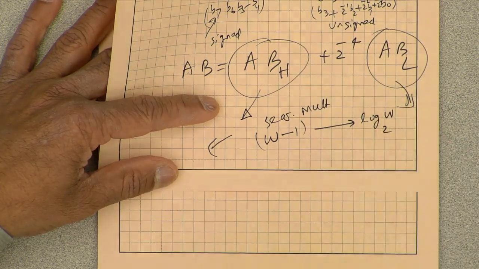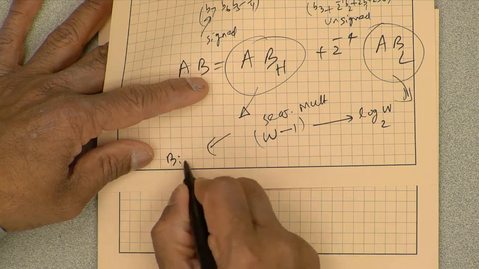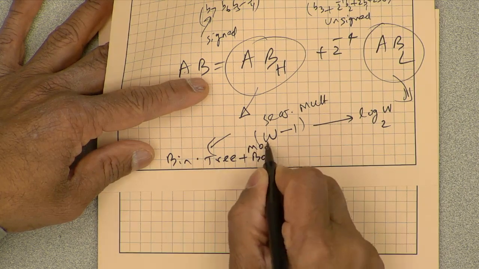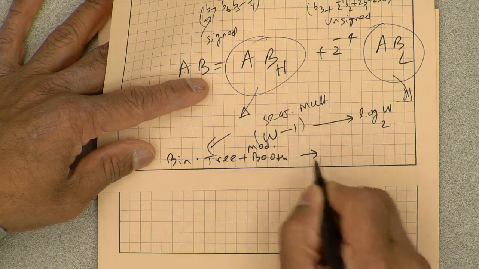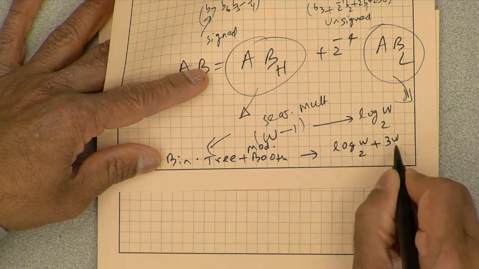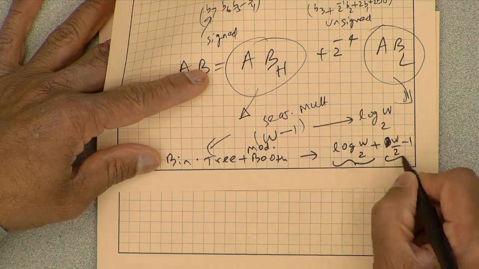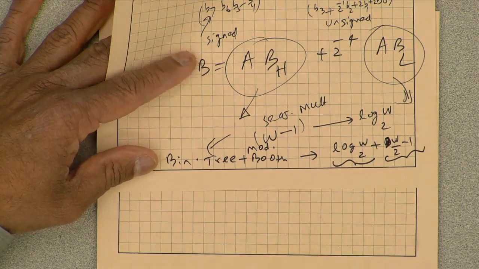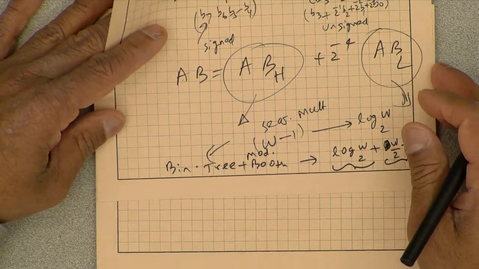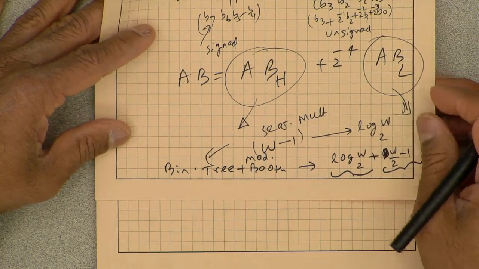So in fact, you can see that if we used a binary tree plus Booth recoding or modified Booth recoding, then the total latency would be essentially log to base 2 of W/2, plus W/2 minus 1. This is due to the tree part, and that is due to the recoding part. Okay, so that gives you an idea of how these latencies of multipliers are computed.